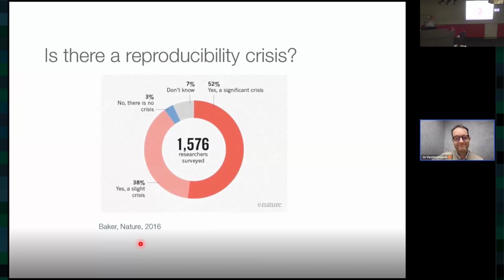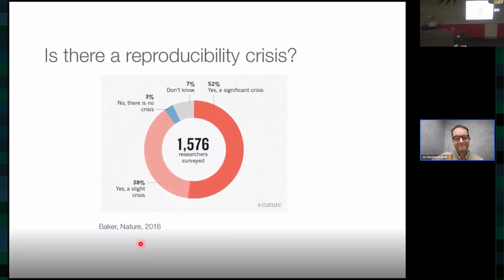But his main point in that seminar was, is there a reproducibility crisis? Has everyone heard of this, reproducibility crisis in science? Oh, good, there's a few nods. Thank goodness.